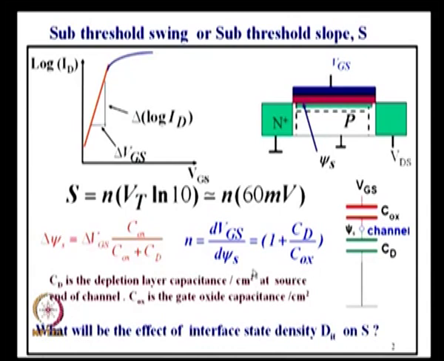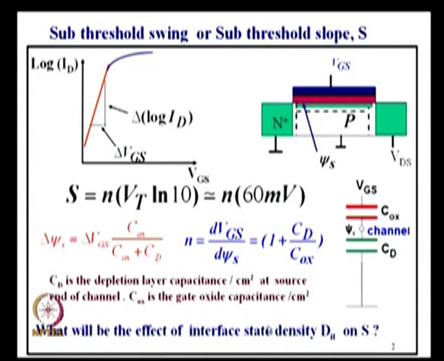So, you can see that if the depletion layer width is smaller, C d will be larger and then n will become larger. That is one indication that the subthreshold slope will be worse. You want n as small as possible, ideally 1. You will never get 1, but you will see you can have some special structures where n can be brought very, very close to 1, of the order of 1.01.